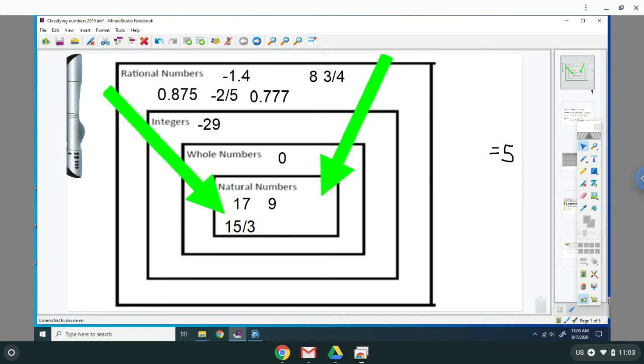8 3/4 is a fraction, it's a mixed fraction, because even though it has a whole 8 on it, it still has the attached fraction part. So 8 3/4 is only a rational number. And that is how you classify rational numbers. We're going to work on this a little bit more, so let's go to the next slide.